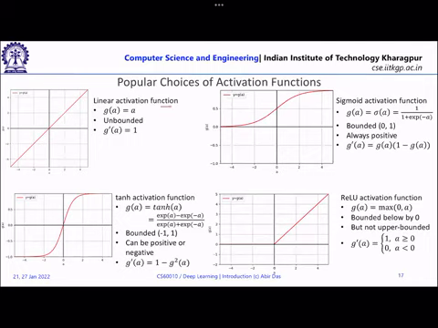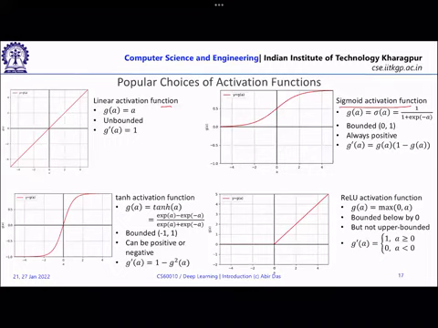Linear activation functions sometimes do not introduce the requisite non-linearity. So if the data is not linearly separable, then sometimes this will not work. This does not add much value, because you need to squeeze the values between 0 and 1, sometimes -1 and 1, to make your decisions. So that will come with the sigmoid activation function.